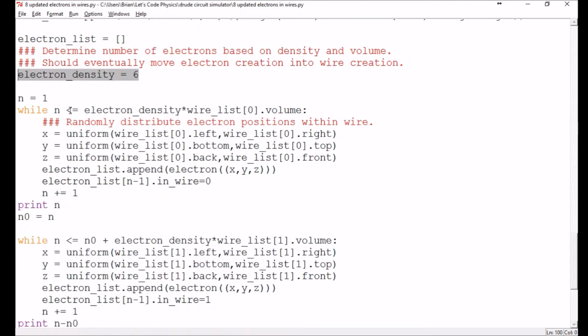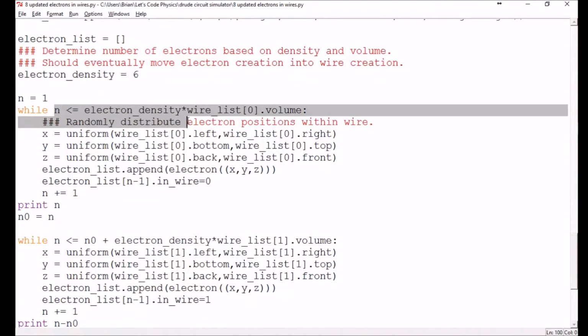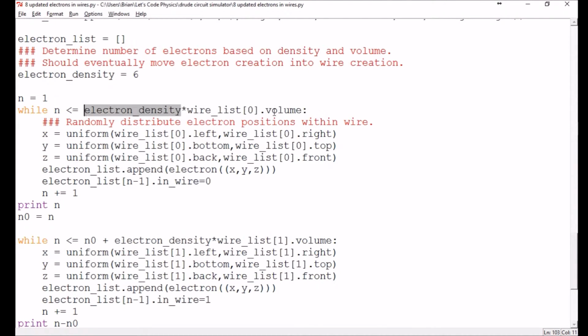So what we're doing here is we're just saying to create a number of electrons in the wire that's equal to the electron density times the volume of the wire. So electron density is number of electrons per unit volume, a very important thing to calculate in condensed matter physics. So it's like mass density. If you're more familiar with mass per volume from chemistry, it's just number of electrons per volume. It's a different type of density. We multiply that by volume, we get the total number of electrons.